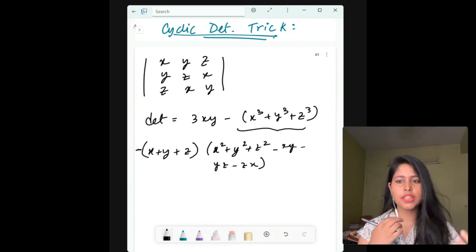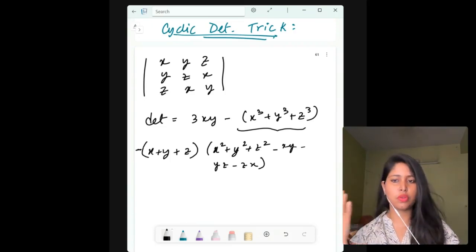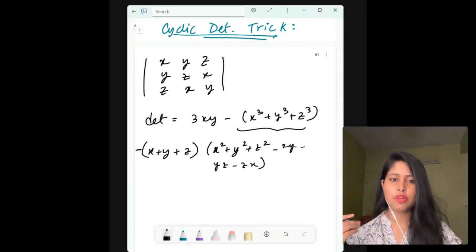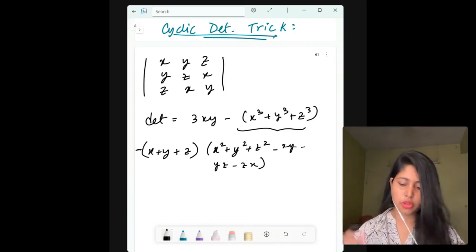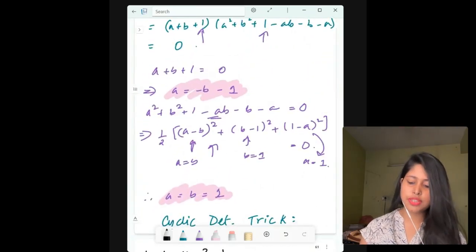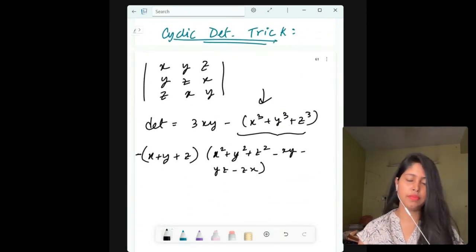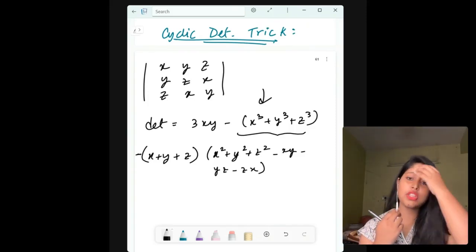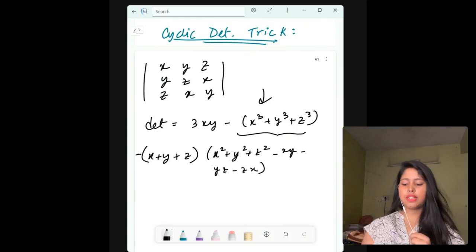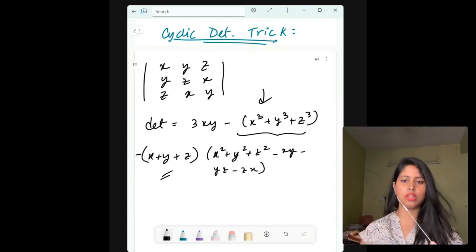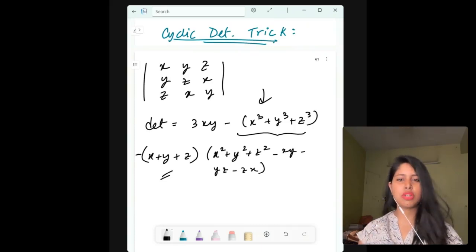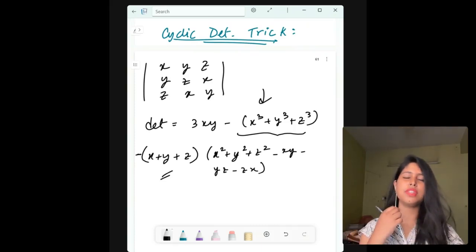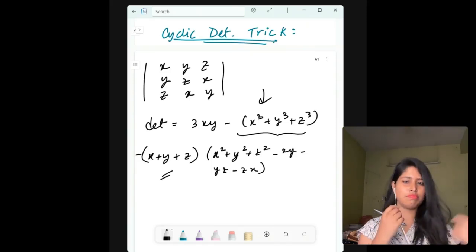And the second factor will imply that a is equal to b is equal to something, which according to the question, for question number 12, if we had used the cyclic determinant trick right at the start as a result, we could have got the answer in just two lines, right? We would just write this formula and get that relation between a and b. So this trick saves enormous time in exams, so I suggest you memorize it.